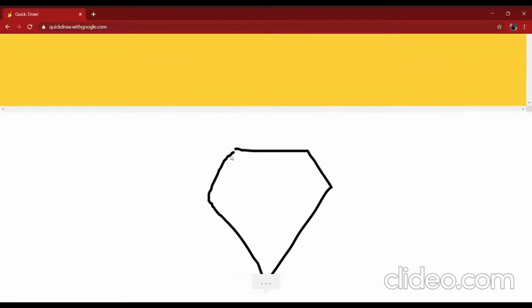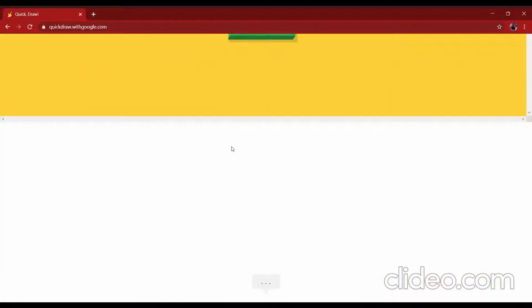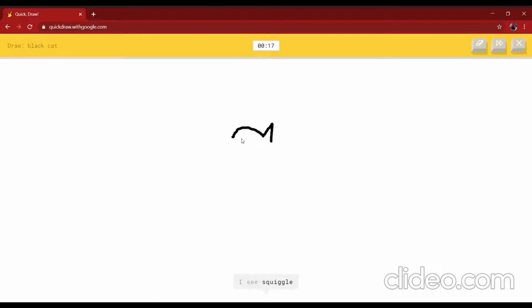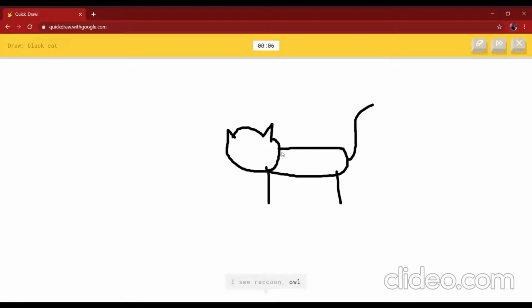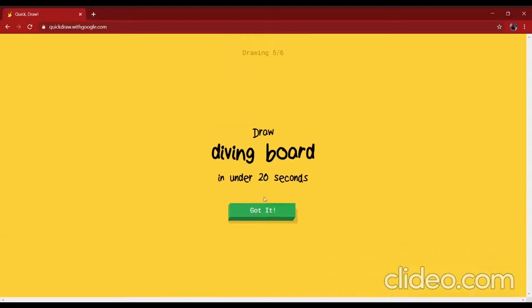It's diamond. Next, black cat. How do I draw a black cat? I see squiggle. Or fish. Or bridge. What? Or rhinoceros. Does this look like a bridge? Or cat. I see raccoon. Or owl. Or cow. Oh, I know, it's black cat.